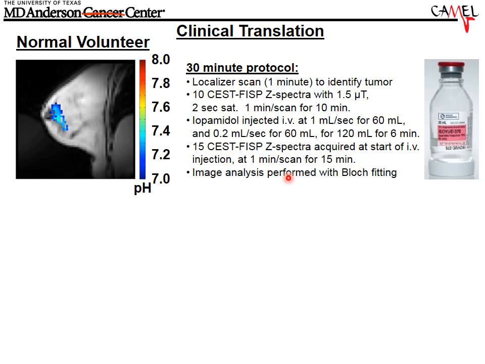Here's a breast image, and we are always able to measure the pH in the retroareolar area within the breast. Behind the nipple, there's quite a lot of vasculature, and we can get a lot of agent into this region of the breast, and we measure a relatively neutral pH of approximately 7.2 to 7.4.